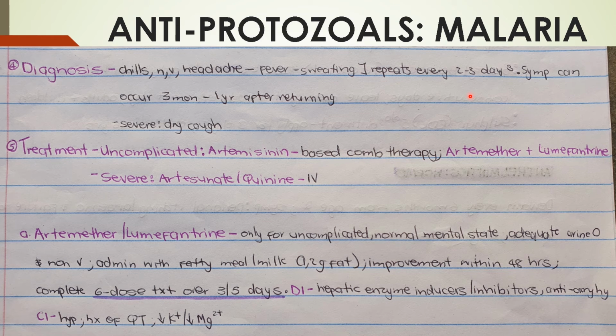Cool. So the ABCD of malaria, we've covered awareness, bite prevention, chemoprophylaxis. Now we're coming to D, which is diagnosis.